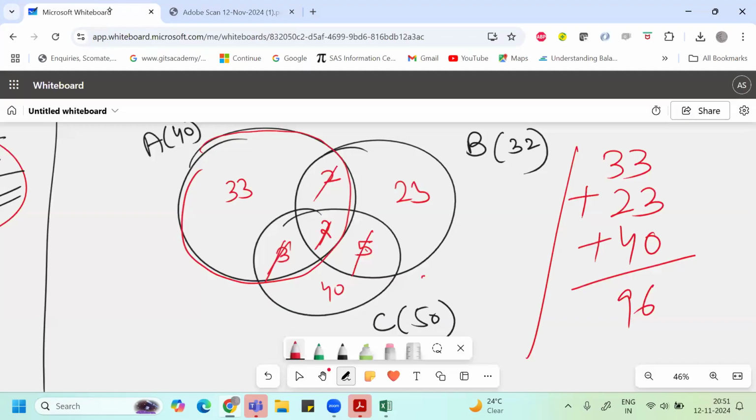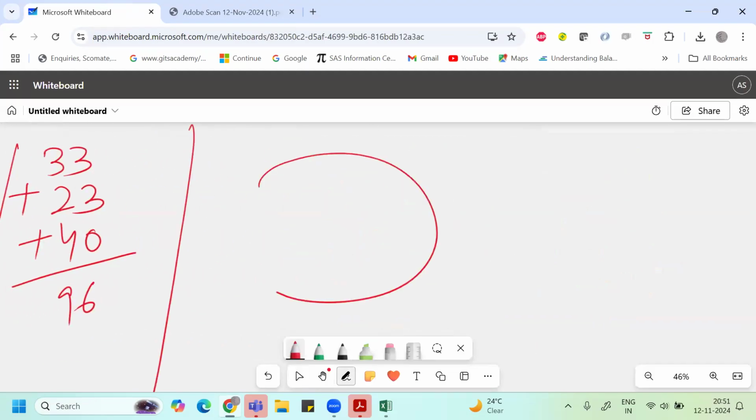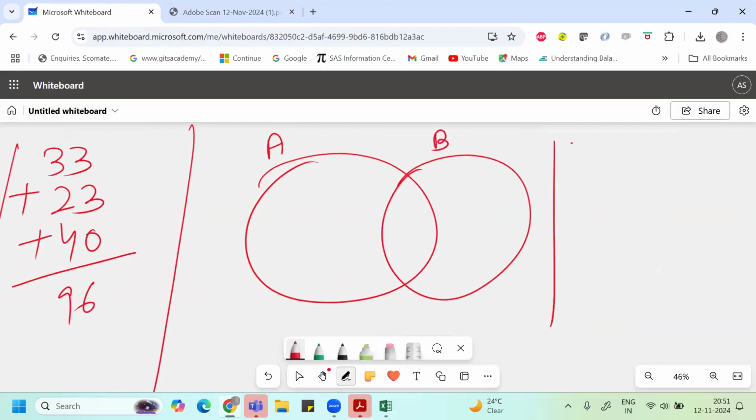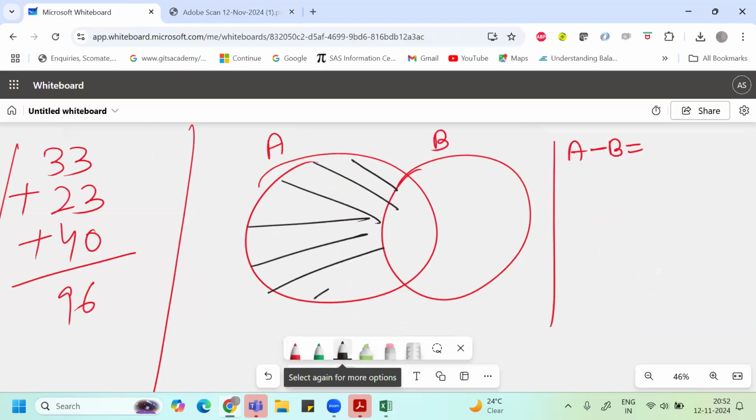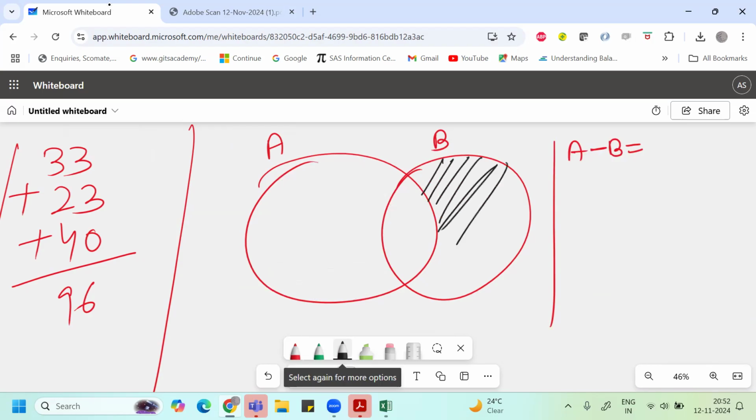And if you don't know what A minus B is, this is A, and this is B. If I'm asking you what is A minus B, A minus B is this part. You understood? If I'm asking you B minus A, what is B minus A? B minus A would be this element. Understandable?